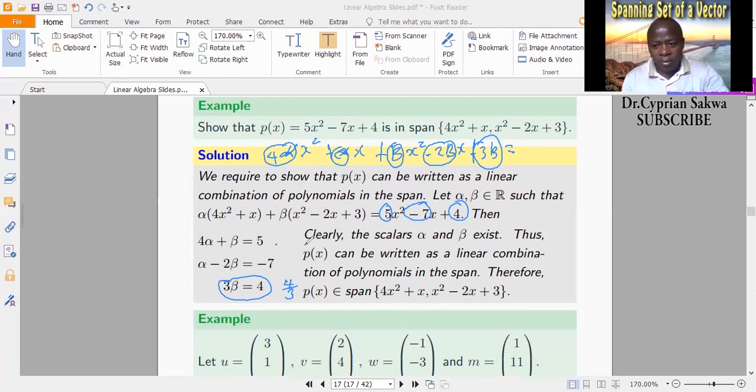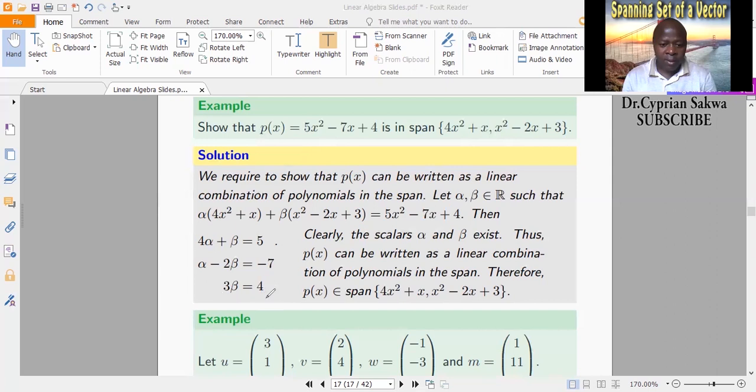Now, I just want to caution you here. It's good to, after you found beta, find alpha here, and see whether the values of alpha and beta that you have satisfy this equation. Because sometimes you might find alpha and beta and then discover that they do not satisfy this other equation. So if they do not satisfy, then it means they do not exist. Because you cannot have one alpha having 2 different values and one beta having 2 different values for the same system of linear equations.